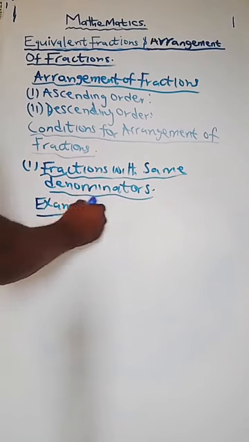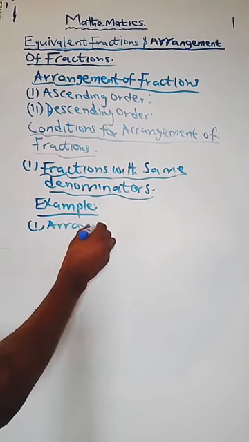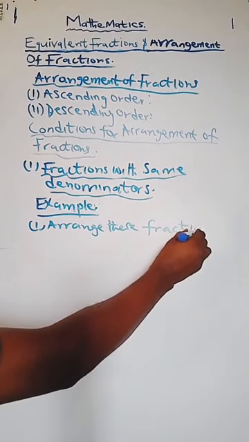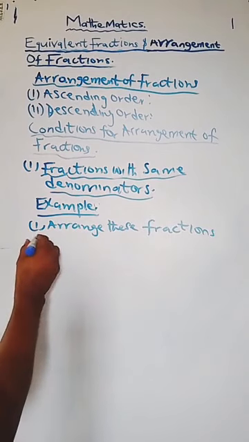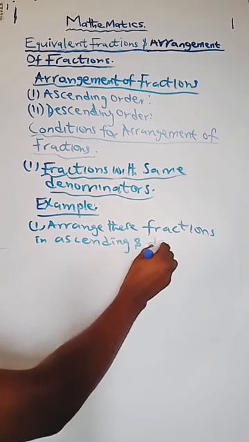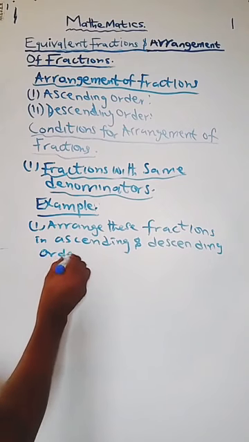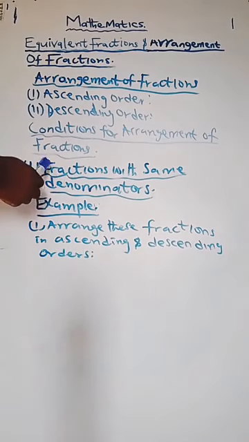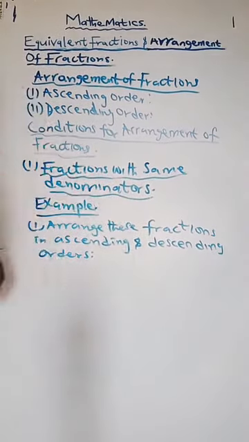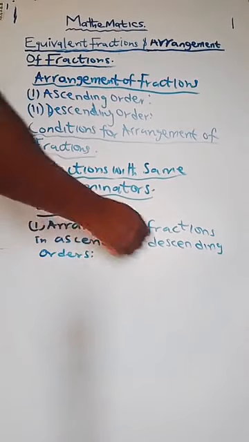Example. Let's say you have the question that says, arrange these fractions in ascending and descending orders. Under fractions with the same denominators, we can't use the denominators to arrange the fractions anymore because they have equal denominators. So we use the numerators to arrange this value.